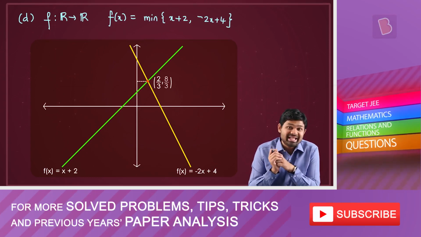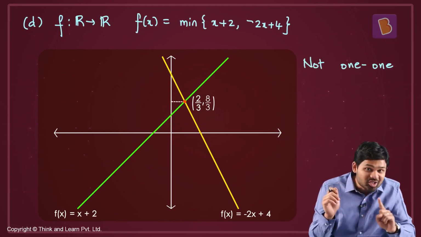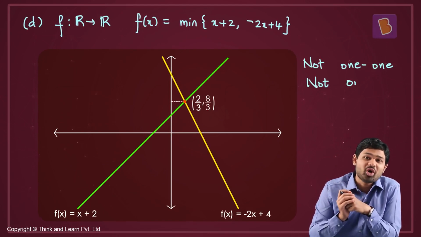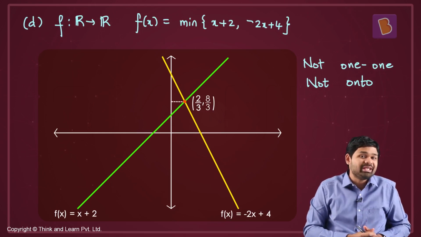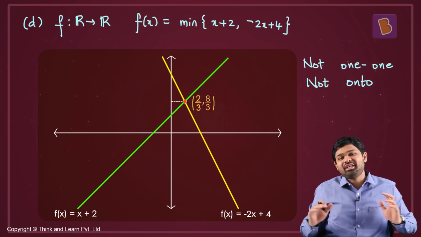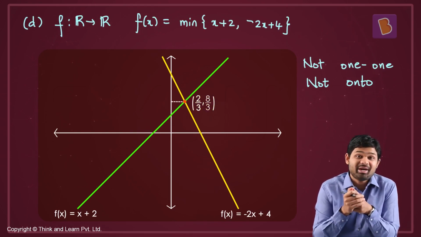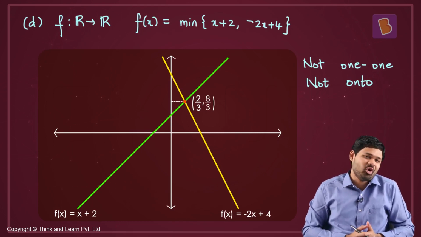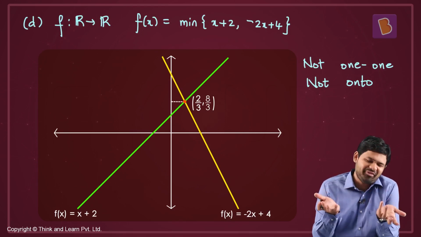But then we've already seen that each minimum point corresponds to 2 x values, which means this function is also not 1-1. In fact, you can see this function is also not an onto function, because the maximum value of this function is going to be equal to 8 by 3, and every other value is going to be negative. So this function has a range which is negative infinity to 8 by 3 and not the set of all real numbers. So this function is not an onto function also. So this function is clearly neither 1-1 nor onto. So this function is definitely not a bijective function.